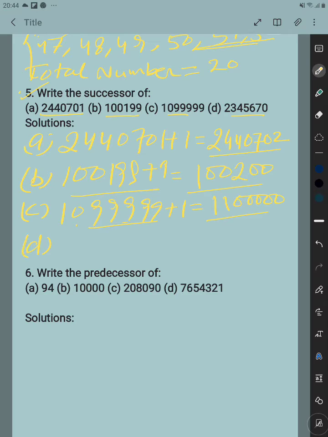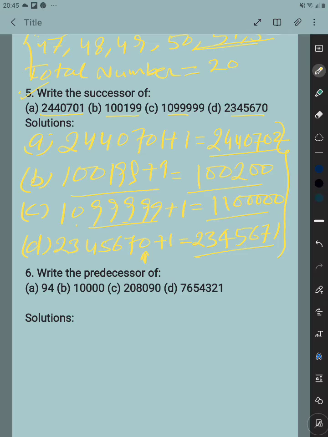And now D is 234567 and 0, plus 1. If you add 1 here, the 0 will become 1 and the rest will be the same: 2345671. Okay, this is the successor. So these are the successors of the numbers that are given.